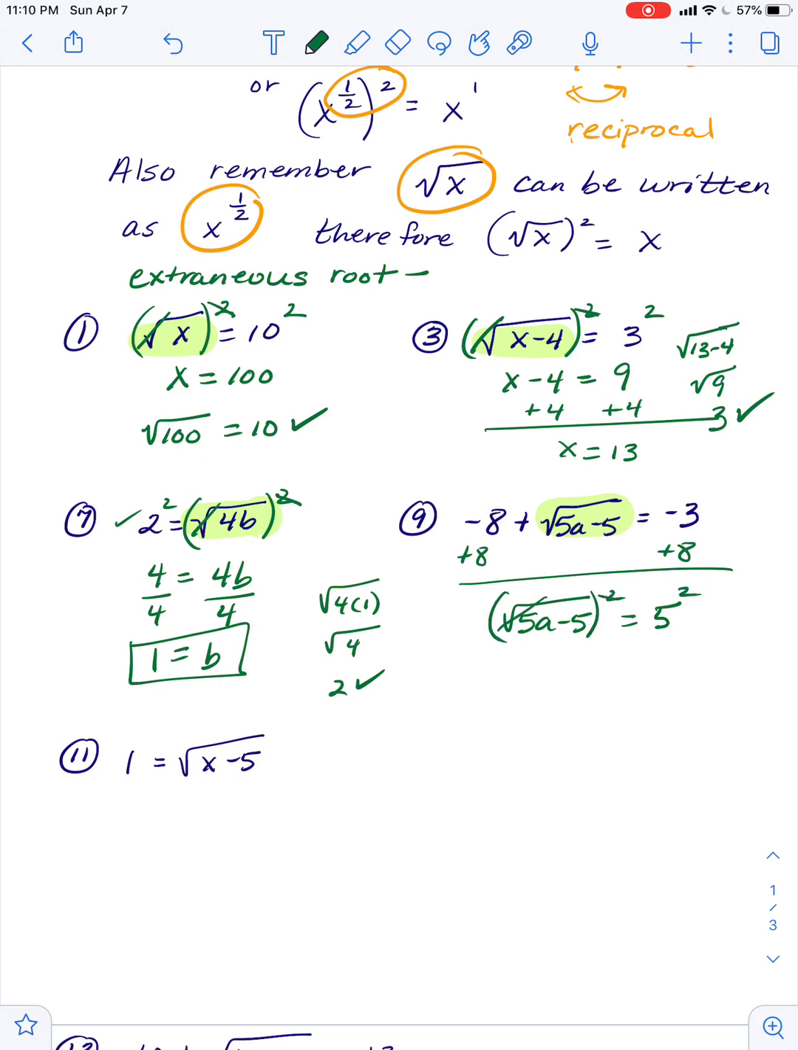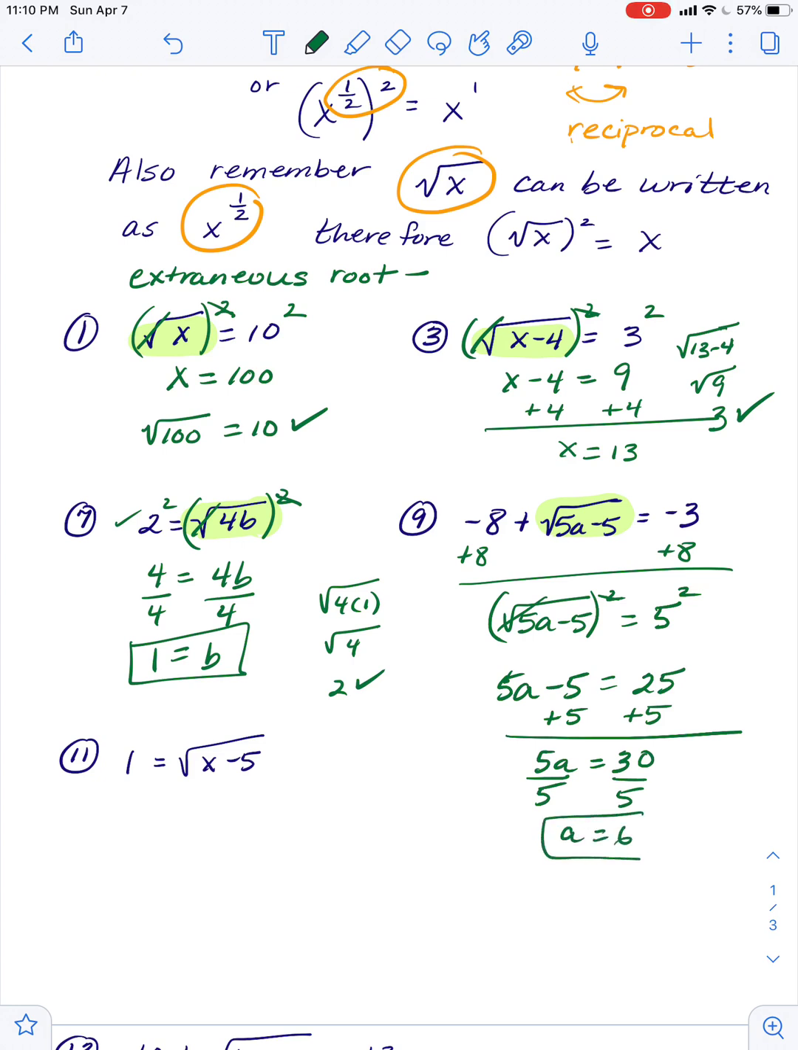So my square and my square root cancel. I've got 5a minus 5 equals 25. Go ahead and add your 5 over. Now, I'm not going to spend a lot of time on the actual solving of it because by now you should be able to solve. If you can't, that's another concern that we have.